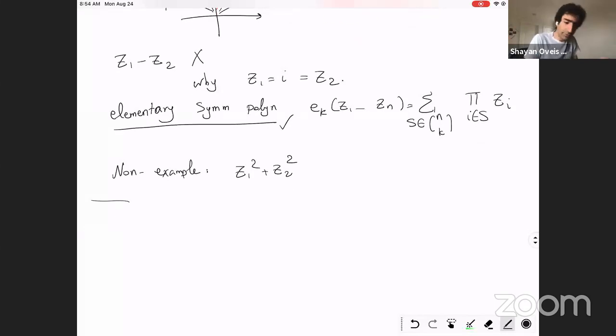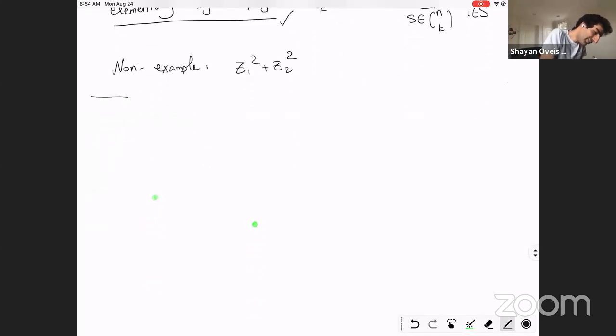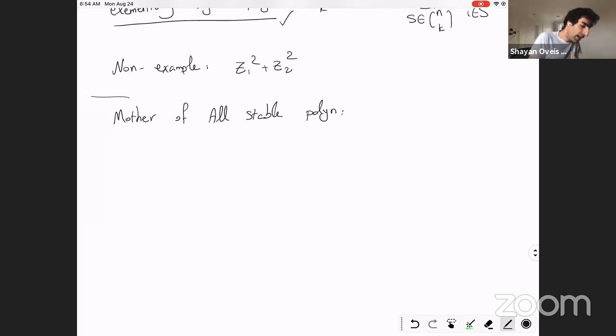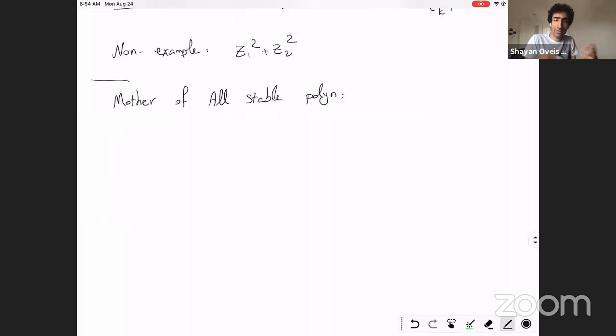Good. So now let me tell you a fundamental theorem, which some people call the mother of all stable polynomials. In general, how would you generate such a polynomial? I already told you some special cases, like linear forms are okay, but is there some more generic way to construct real stable polynomials? And here is such a theorem.